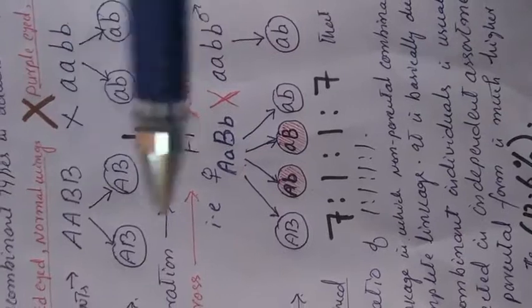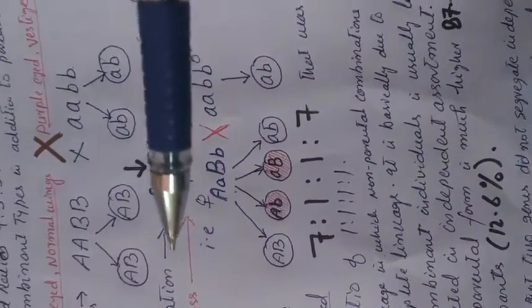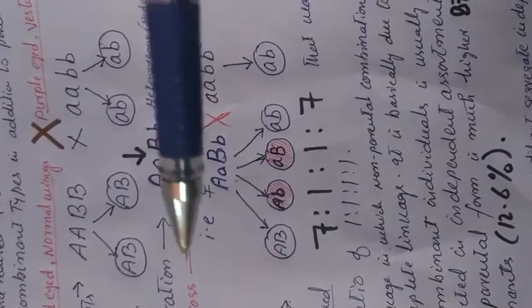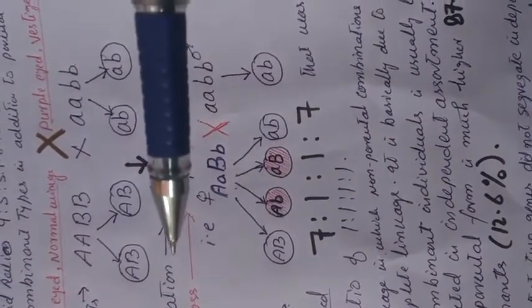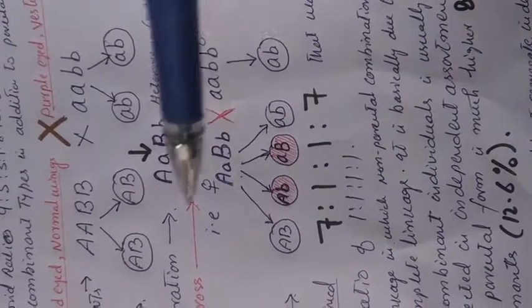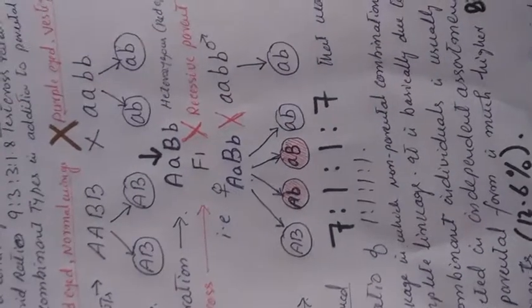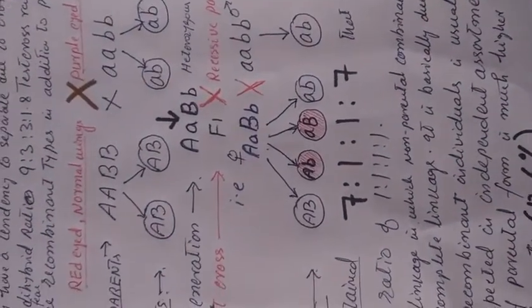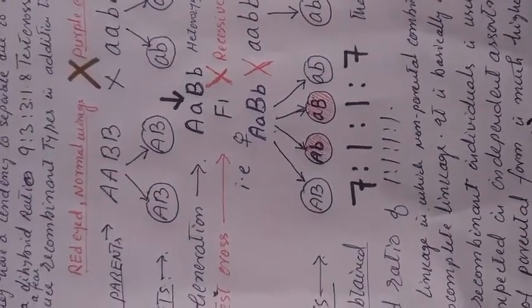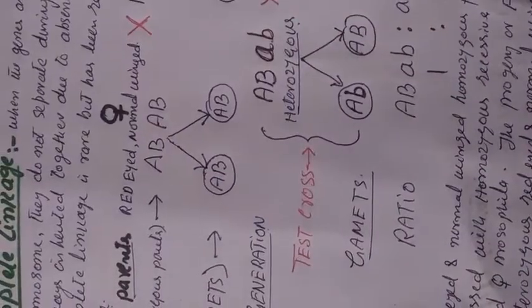It also indicates that in the oocyte of the F1 generation, only some of the chromatids cross over while the majority is preserved intact. That accounts for 87.4% parental types in the progeny. Now this was the incomplete linkage. Now we will discuss complete linkage.